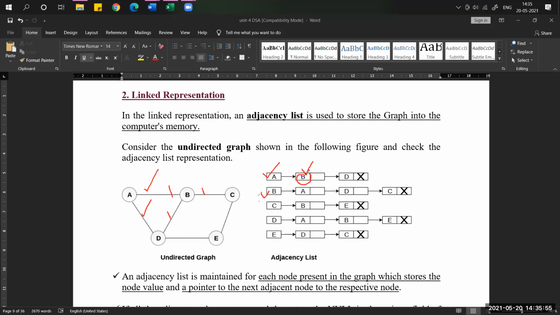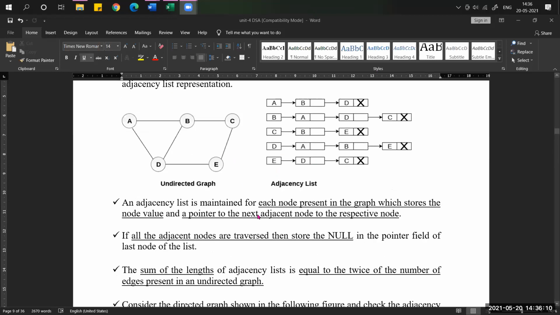Sorry, vertex name. And what is the second field? Next node address. Like this we are going to represent the adjacency list in case of an undirected graph.